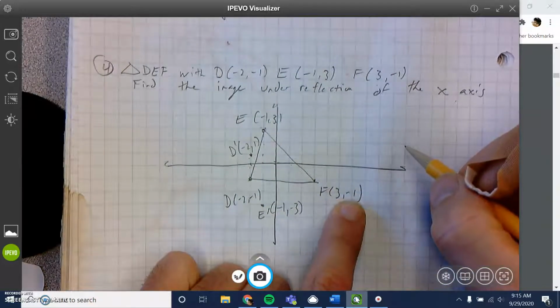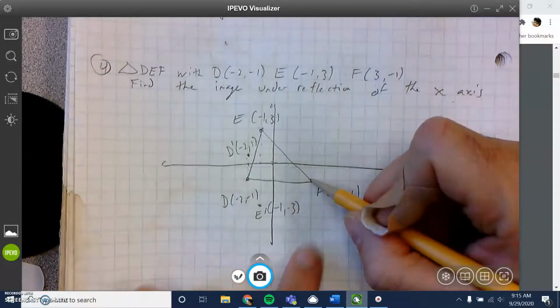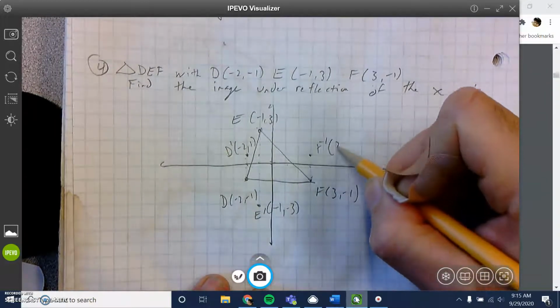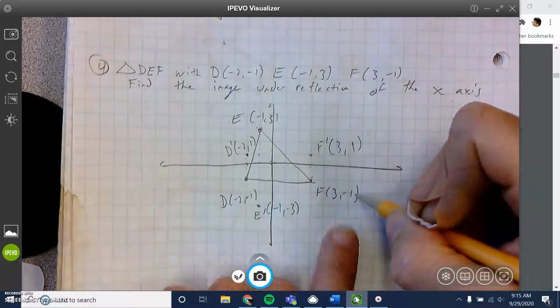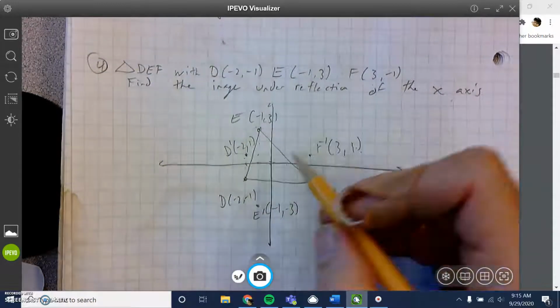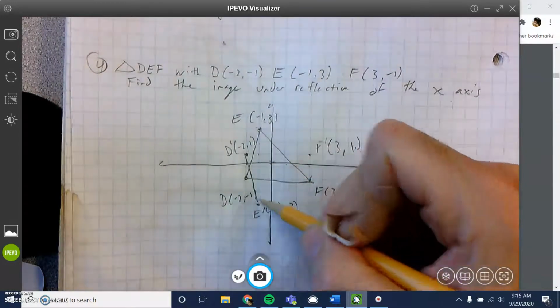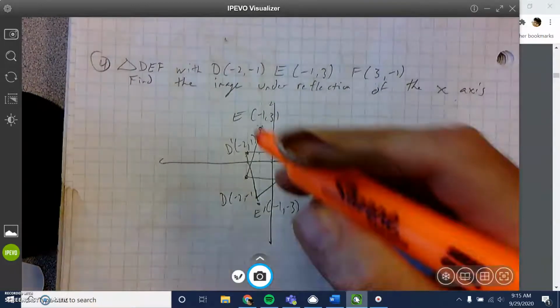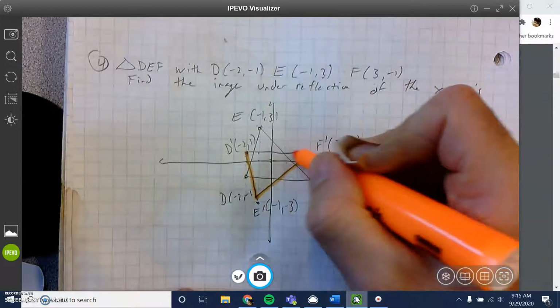So F, what's F going to be? Yeah, it's going to be 3, +1. Sorry, F prime is going to be 3, +1. You're changing the sign of the Y. There you go. And there's your reflection. There's your image. Looks like so.